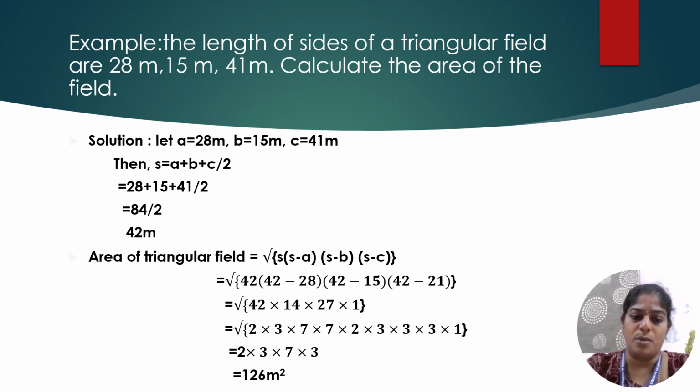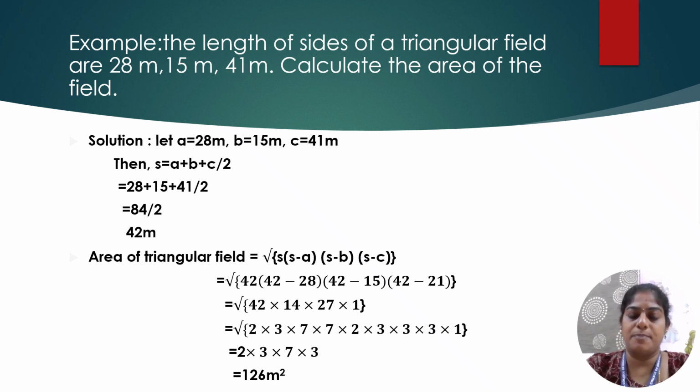So we are going to calculate with the help of Heron's formula. Before we find the entire Heron's formula, you have to know the value for S. So what is the formula for S? S is equal to A plus B plus C divided by 2. What is the value for A? 28. Value for B is 15. The value for C is 41. So add all the three values and divide it by 2. You'll be getting the answer as 42 meter.